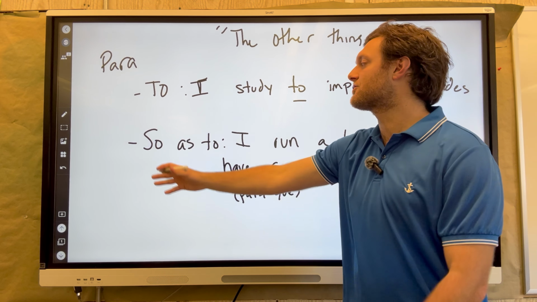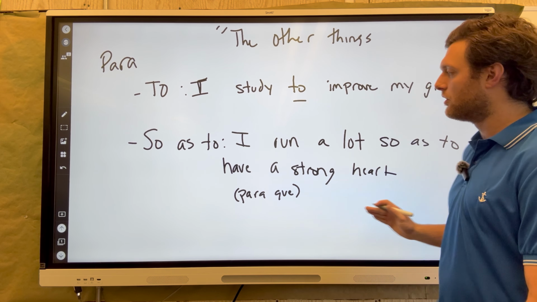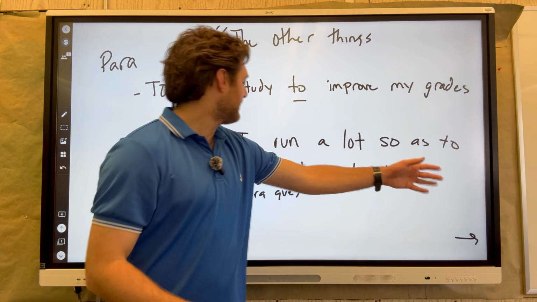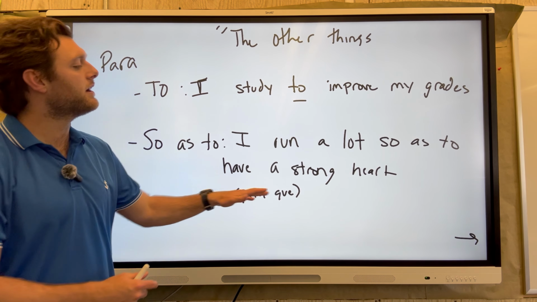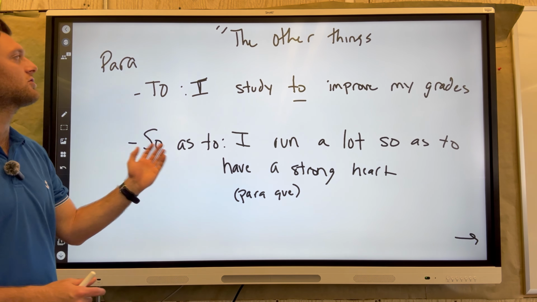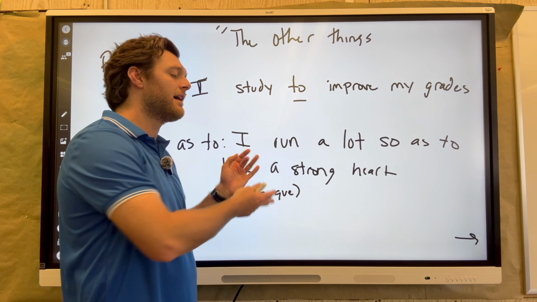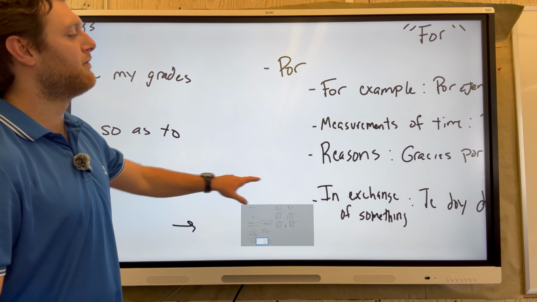And then we have so as to as well. So I run a lot, so as to have a strong heart, would be yo corro mucho para que tenga un corazón fuerte. There, para que is used as so as to. So these are the other things, not as common for para, because again, that's going to be mainly our for. So let's dive into our fors now.